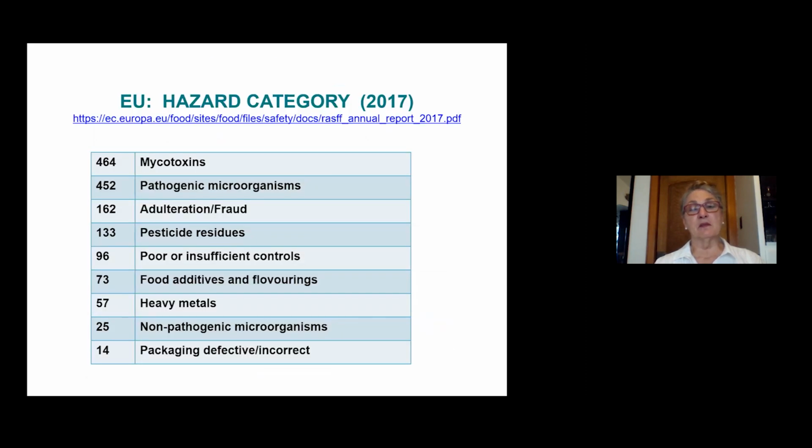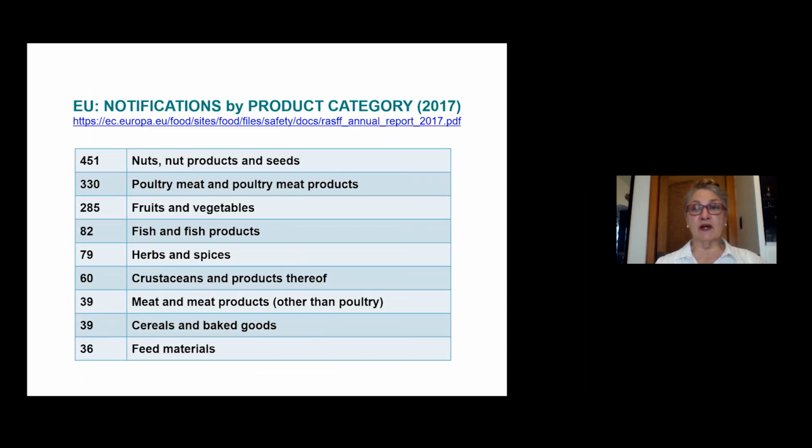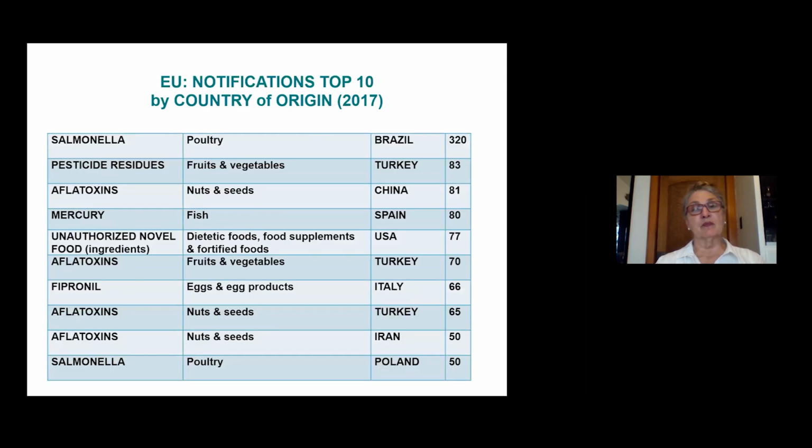Also the categories of the mycotoxins, pathogenic microorganisms, fraud, pesticide residues, insufficient controls, food additives, flavorings, heavy metals. So all of these things are cause for rejection in food safety. And they're in all the products that we have, whether it be nuts or meats or fruits and vegetables or fish or herbs, cereals, baked goods. We are finding them in all of our products.